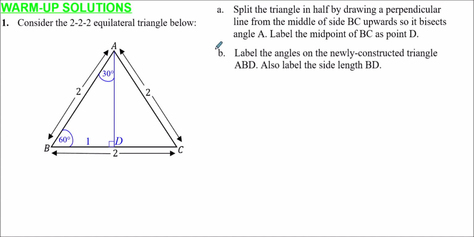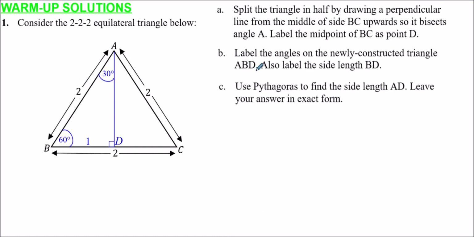The next step is we're going to use Pythagoras to find the side length AD. Importantly, we're going to leave this answer in exact form. So how could we work this out? Using Pythagoras, the longest side squared, which is AB squared, is going to be BD squared plus AD squared. Now we can just substitute in what we know.